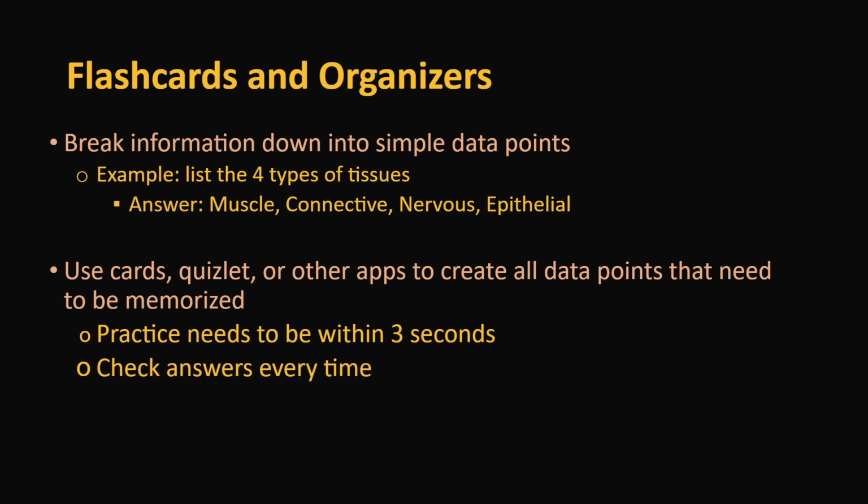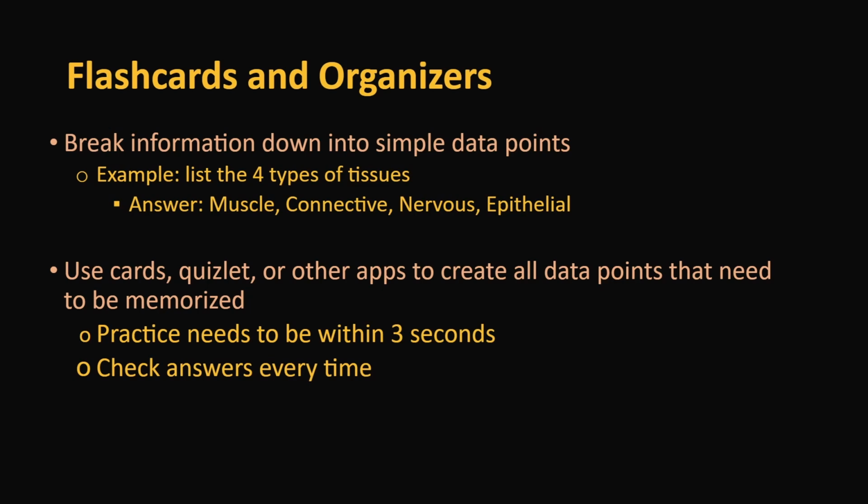For an example, this is probably one of the longest you can do. Anything longer than this becomes not useful. The example is list 4 types of tissues, and this one, it doesn't matter what order, so you can come up with whatever acronym you'd like. But you can say muscle, connective, nervous, epithelial on the back of that flashcard.